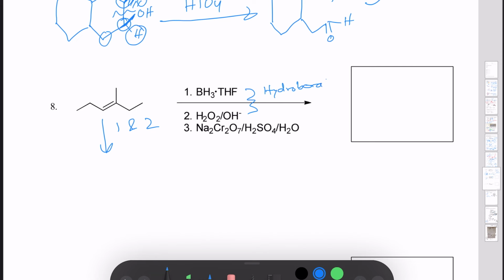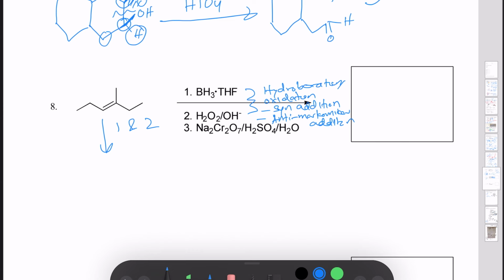Hydroboration, oxidation, and just as we had seen with the dihydroxylation reaction and with Lindlar's catalyst, this type of addition is also syn addition. So you're adding it to the same side. And in terms of the regiochemistry, which parts of the reagent go to which side of the double bond, this is anti-Markovnikov addition.